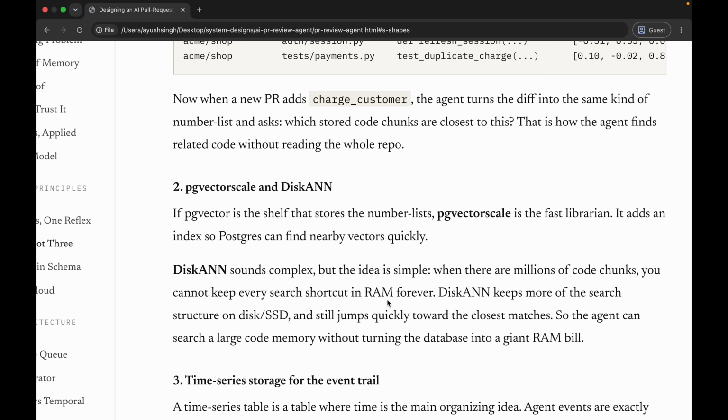And if you want to know more about the architecture and how it is built, feel free to go to the documentation. They have listed it very well.